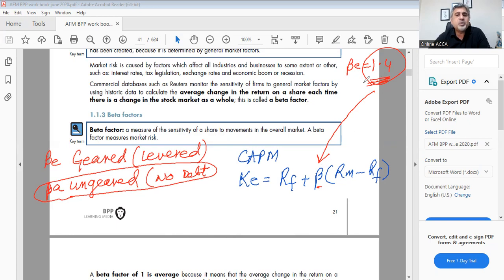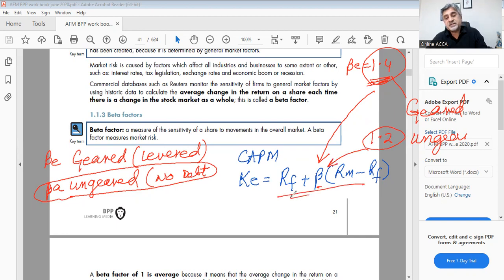So I should actually be ungearing it. It is called geared beta when it has some debt structure. I need to ungear it. Ungear it means I need to take away the impact of debt. I have to remove the risk of the debt. And when I remove the risk of the debt, that is called ungeared beta. And that might have a value of 1.2. Then this 1.2 should be used if this business is 100% equity financed.